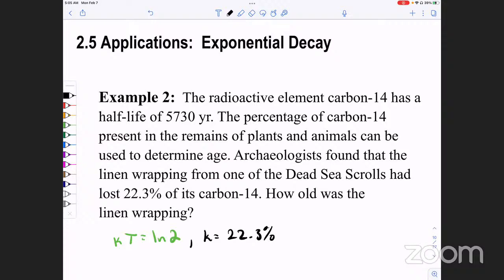Wait, let me back up. I'm moving a little bit too fast. I was on autopilot. We're going to come back to that. It says the radioactive element carbon-14 has a half-life of this, right? So they gave us the half-life. And then the percentage of carbon-14 present. Archaeologists found that the linen wrapping from one of the scrolls had lost 22.3%.